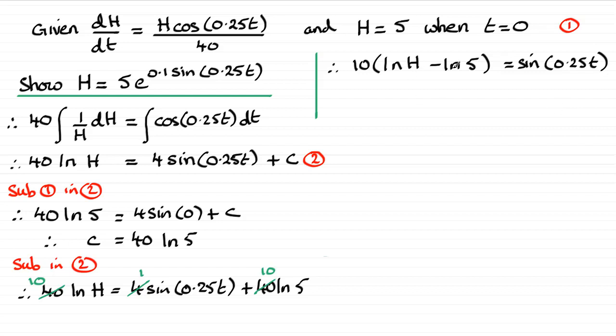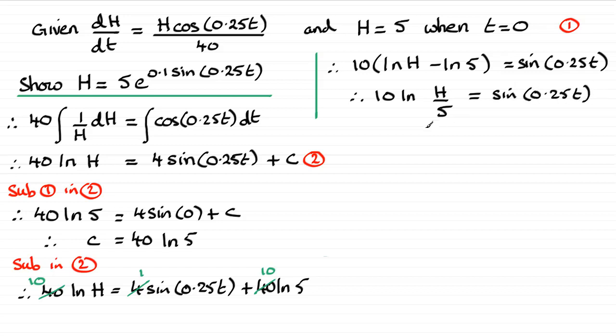Right, okay, where do we go next? Well, we can use the subtraction rule for logs. That turns out to be 10 times the natural log of h divided by 5. And that's going to be equal to that sine of 0.25t.